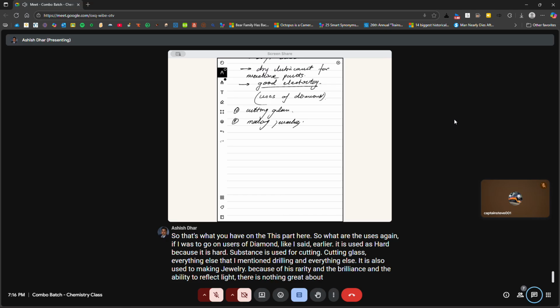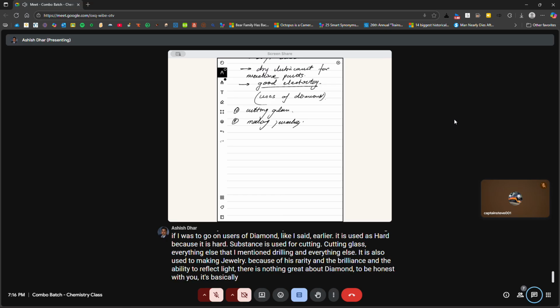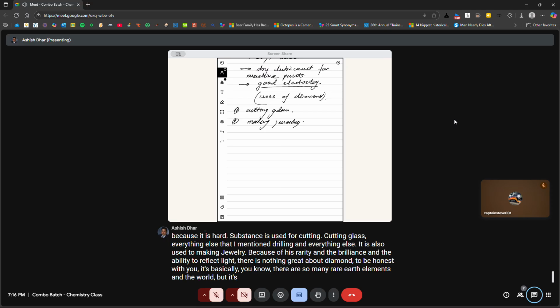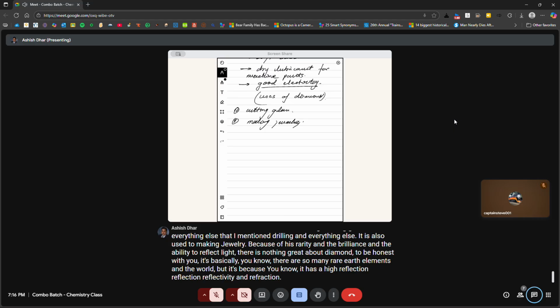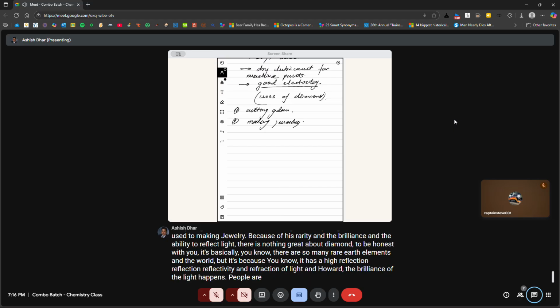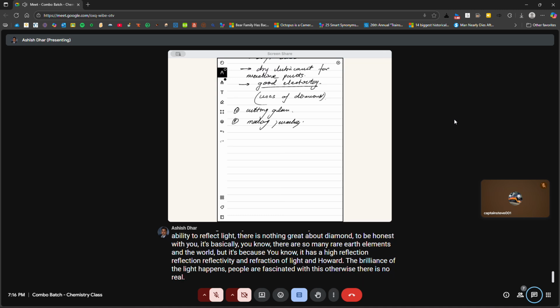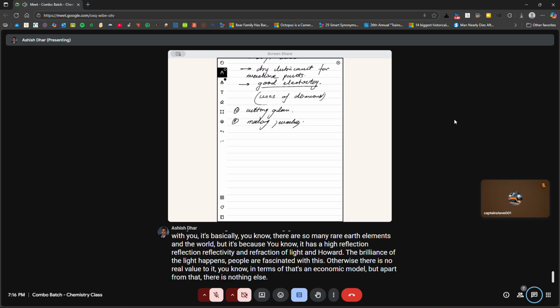There is nothing great about diamond, to be honest with you. There are so many rare earth elements and metals in the world, but it's because it has a high reflectivity and refraction of light, and how the brilliance of the light happens. People are fascinated with this. Otherwise, there is no real value to it in terms of an economic model. But apart from that, there is nothing else to it.